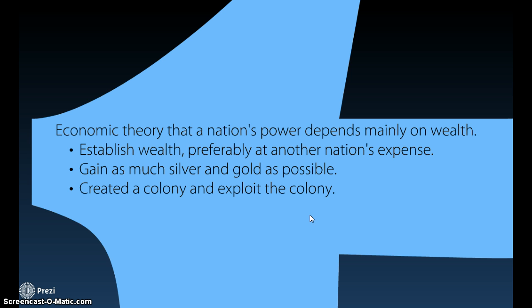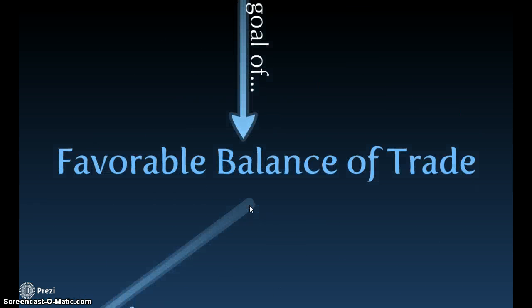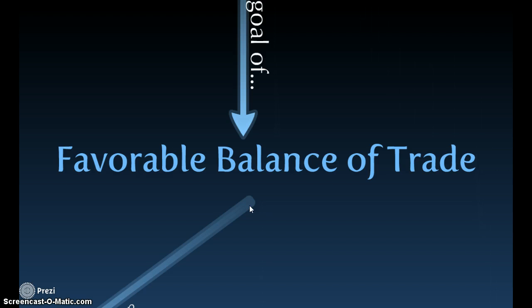Trying to get as much gold and silver as possible. Like we saw, the Aztec and Inca had a lot of gold and silver, and so did the Africans. And then you create a colony to exploit or take advantage of whatever they have in that place, with the goal of a favorable balance of trade.